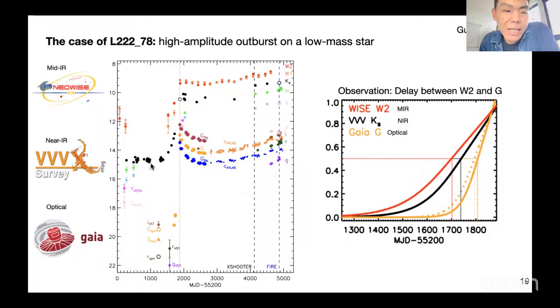We also fit some analytical functions to the rising light curves on the right-hand side. You can see here the 3 different facilities, WISE, VVV, and Gaia. They have 3 different rising curves, and we can see there is about a 100 to 200 day delay between the Gaia optical rising light curve and the WISE W2 band mid-infrared rising light curve, suggesting that, again, this instability originated from the disk, not directly from the star. The inner disk starts to get hotter first and then creates an outburst onto the star.